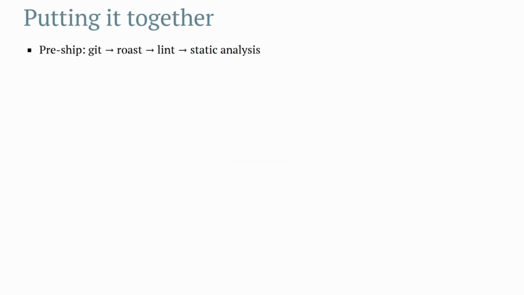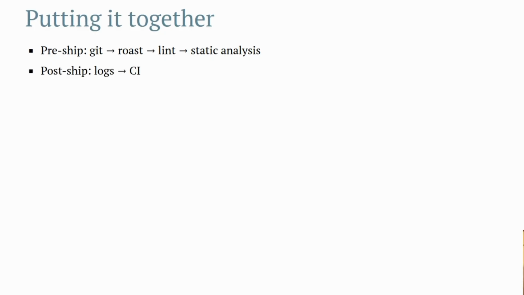So with all that said, when you want to pull all this together, make sure that you use Git, roast your repo relentlessly, use a linter, have static analysis so you can actually see what's going on inside your code base. And this is while you're developing, pre-ship, before you actually send out anything. Then once you're post-ship and once you're in production, use logs and CI to develop faster, but also understand what's going on inside of your code base.